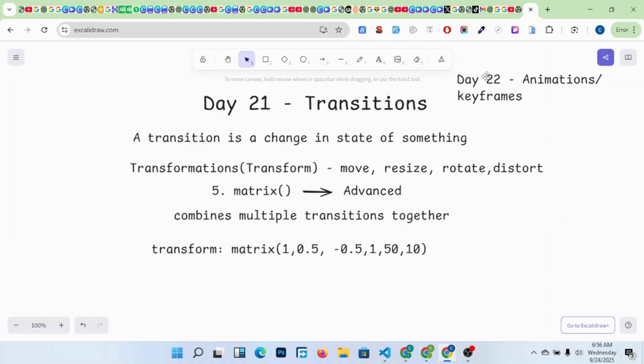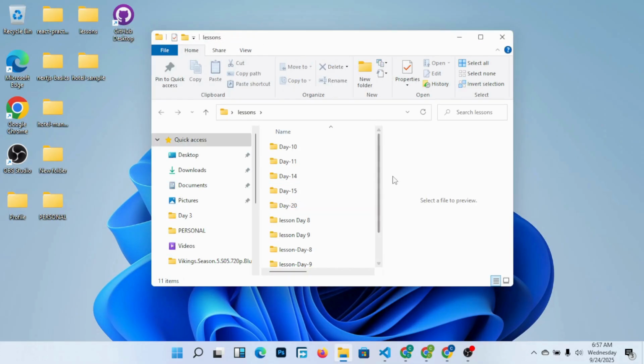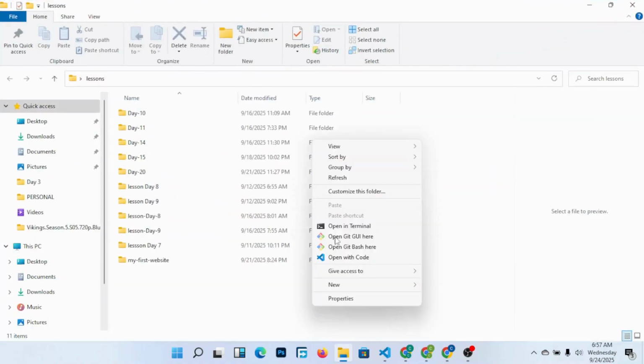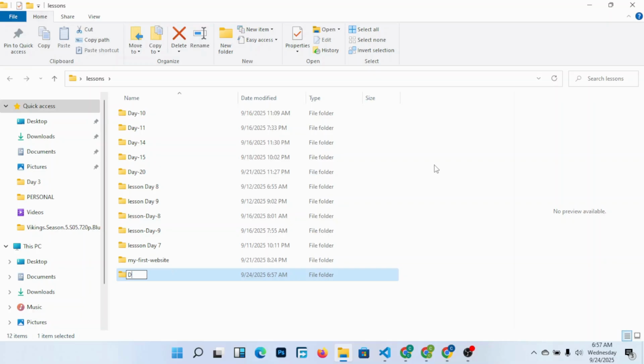But it will not be good if we leave today before doing an example. Let us do an example, at least one. I come here. My lessons here. I said this is day 21. I'm going to move pretty fast because I want someone to understand this very well. I'm going to say here day 21.